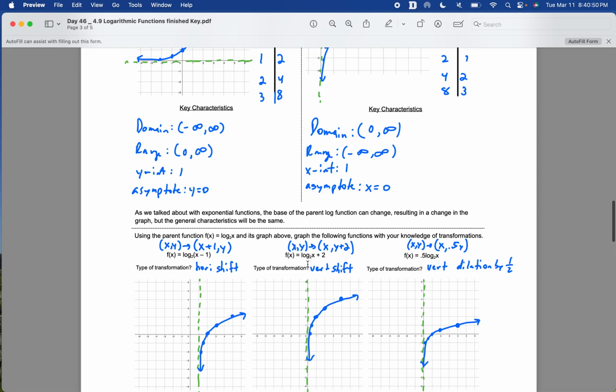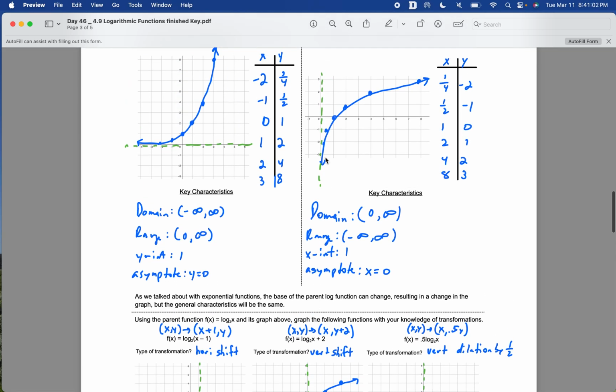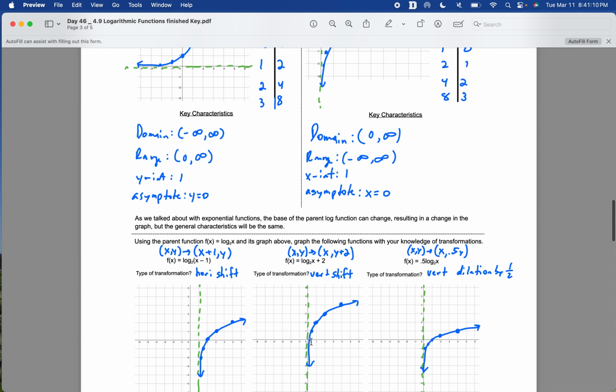I have addition outside the function. Okay, there's no parentheses here, so that plus 2 is outside the function. Because that's outside the function, I would add this to my y, so that would be a vertical shift. Okay, because it's vertical, my vertical asymptote doesn't move, it just moves up, so it's in the same spot. All these y values I'm adding to. Okay, so 1/4 is now 0, 1/2 is 1, 1 is 2, and so on and so forth.